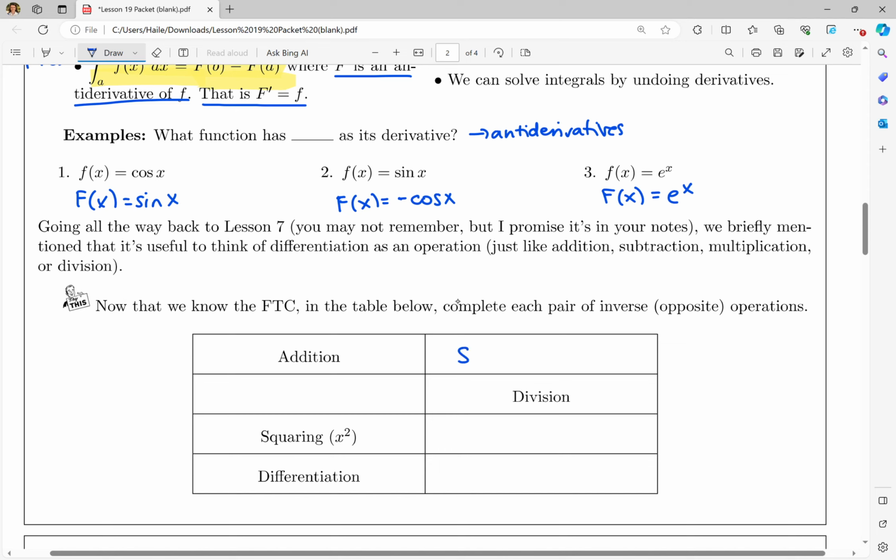Like addition and subtraction are opposites, right? Multiplication and division are opposites. Squaring and square rooting are opposites. So the idea is that differentiation and integration obey these same rules as these other operations. They're related in such a way where if we do one operation and then do the other, they basically cancel each other out, and it's the equivalent of doing nothing.